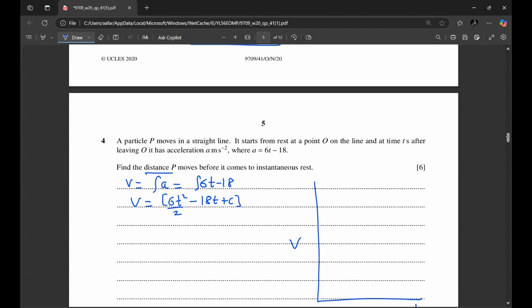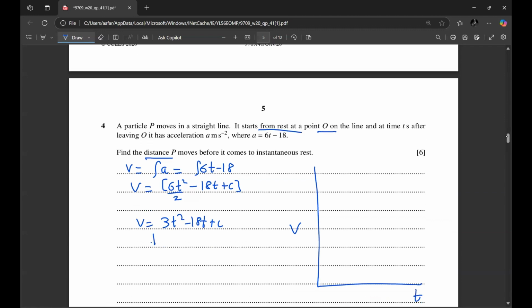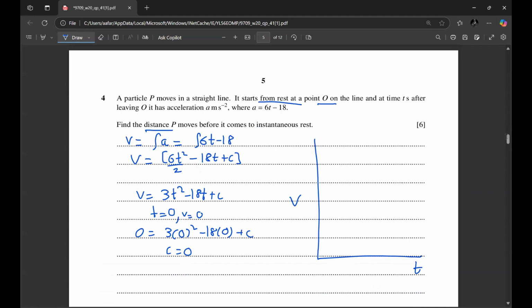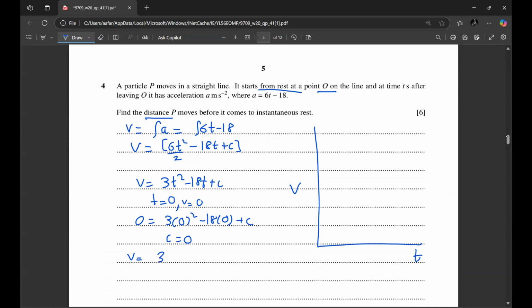Okay, so let's see what c is first. It starts from rest at point O, right? So at t is equal to 0, v is equal to 0. If you put t equal to 0 into 3t square minus 18t, you actually get c is equal to 0. So the expression of velocity is 3t square minus 18t.